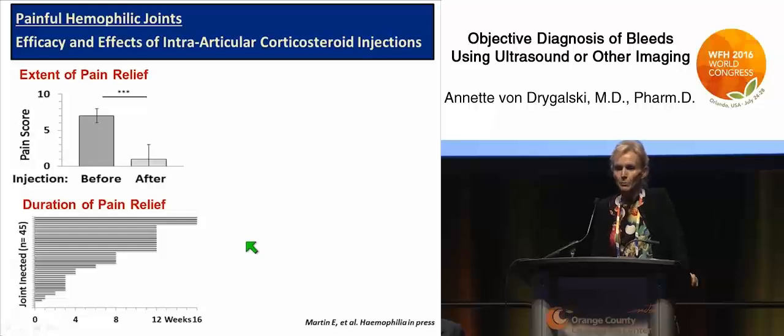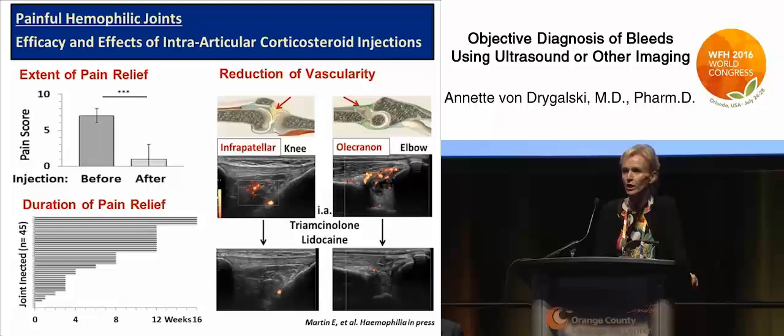And so these steroid injections are efficacious in hemophilic arthropathy, which has been shown in a case series of about 45 patients. You can see that the extent of pain relief with corticosteroid injection was quite significant. Most patients, not all, but most, would have pain relief of more than 4 weeks, some out to 6 months. Another good thing is the reduction of vascularity in response to steroids, shown here in a knee and an elbow before and after injection.